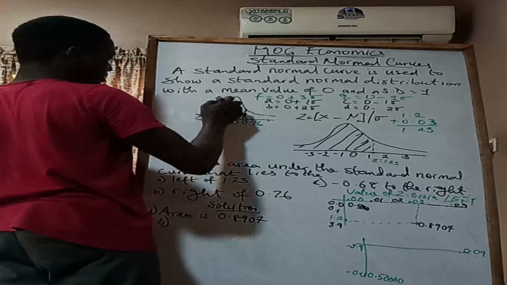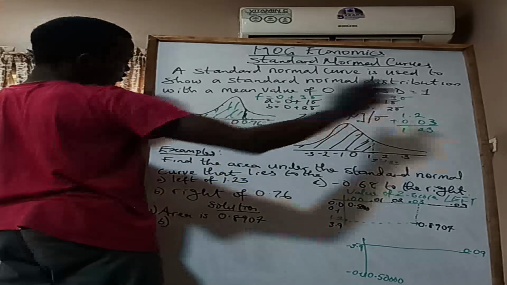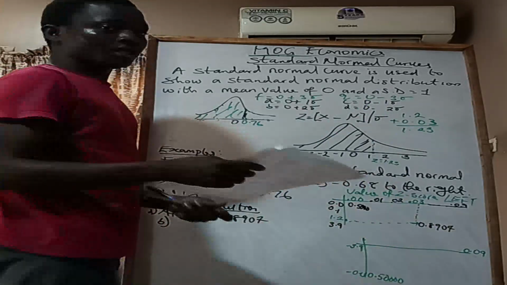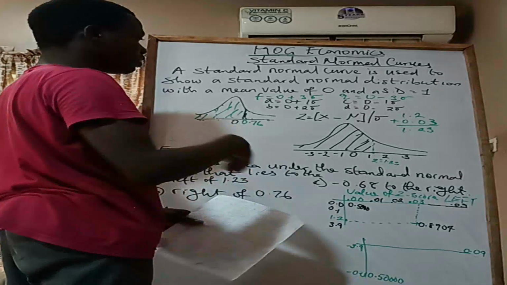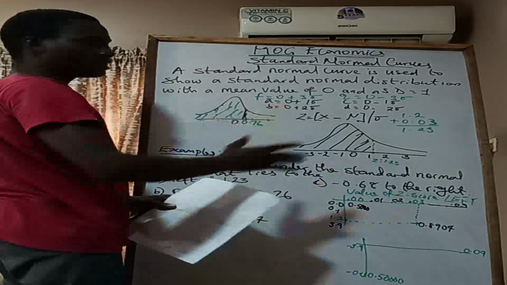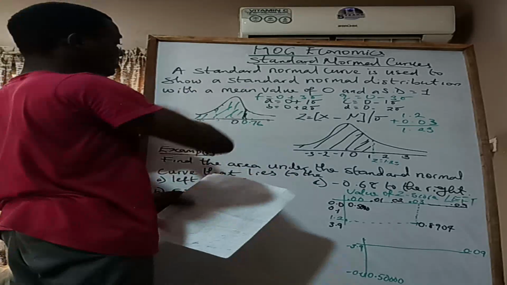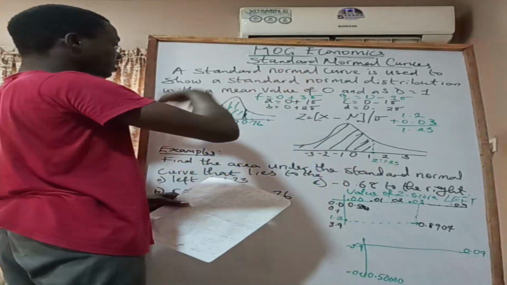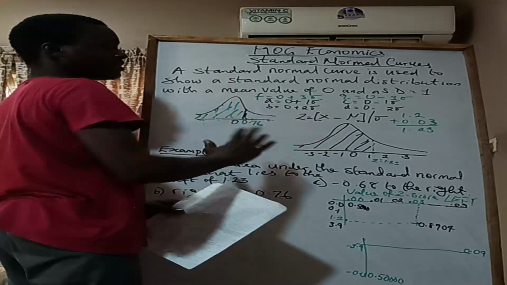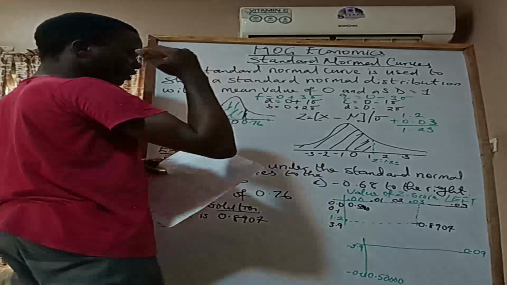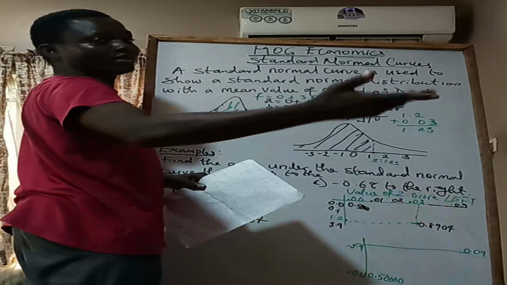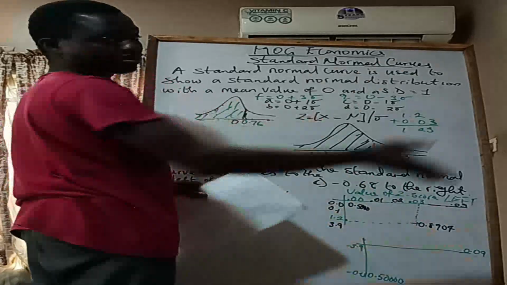So you are looking for area to the right of 0.76. But remember that the values of your z-score give areas to the left. As we already know, the area under the standardized normal curve, all of this enclosed area, is equal to 1. So first from our z-score we get the area to the left, then 1 minus that area gives us the area to the right.